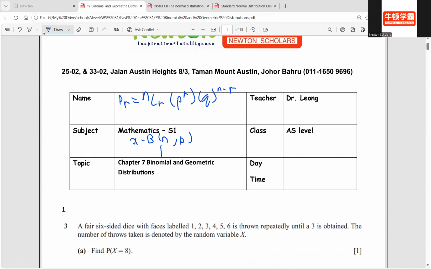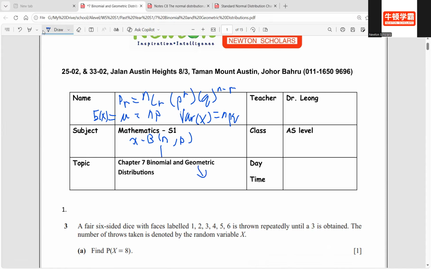For the mean, it is actually np. Sometimes they put E(X), it is the same thing. The variance is npq. So just 3 formulas for this.